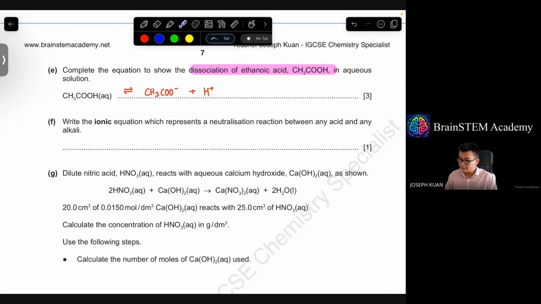Okay, so the 3 marks are awarded according to hydrogen ions, ethanoic ions, and also the reversible symbol. Okay, write the ionic equation which represents a neutralization reaction between any acid and any alkali. So every acid and every alkali has this ionic equation, hydrogen ions reacting with hydroxide ions forming water.